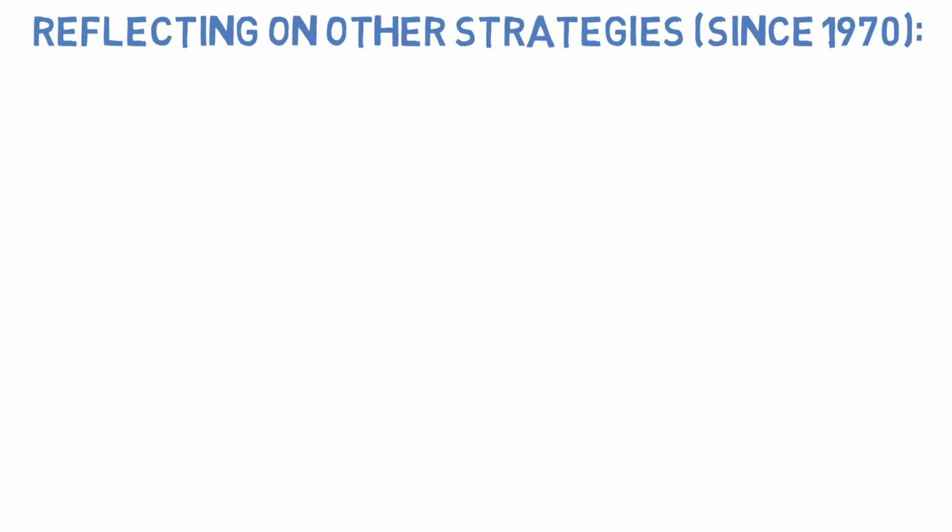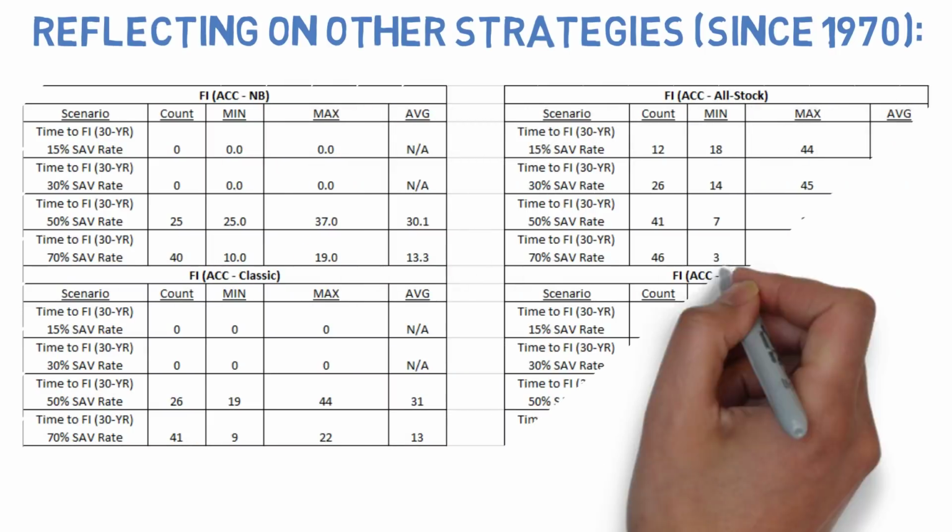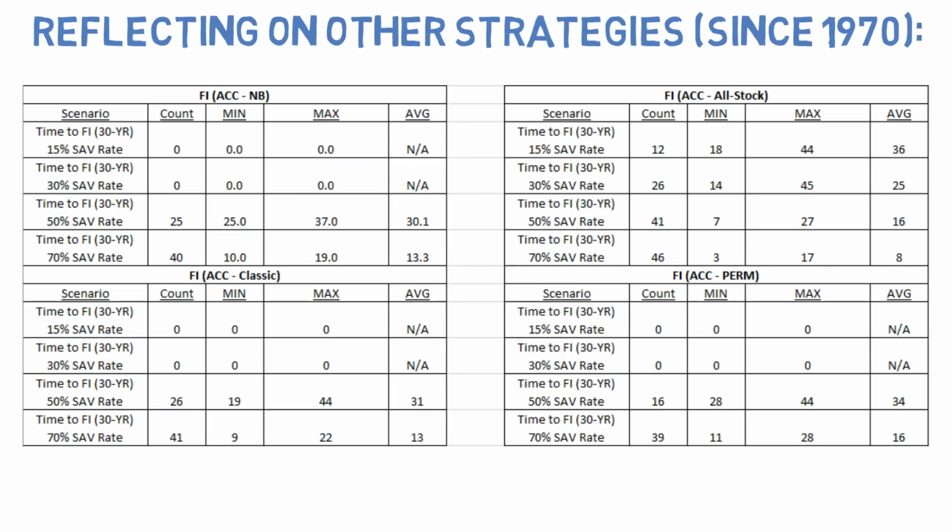But getting back to the no-brainer strategy, it also held up reasonably well in the accumulation phase. Sure, it didn't manage to achieve financial independence using the assumptions we laid out with either a 15 or 30% savings rate, which is not good, but then neither did the classic 60-40 strategy or the permanent portfolio. And under the 50 and 70% savings rate scenarios, it held up about as well as the classic 60-40 strategy did. So that's the no-brainer strategy.